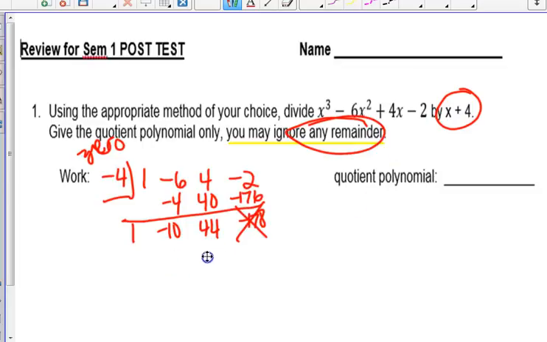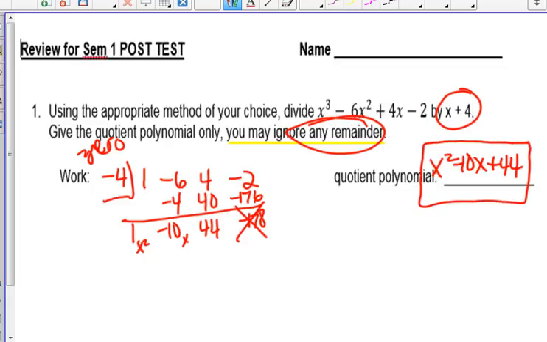So the quotient, you start at the back, that's a constant term, then you put in an x and an x squared. So you get x squared minus 10x plus 44. You really shouldn't write y equals because there's no y anywhere else in this question.